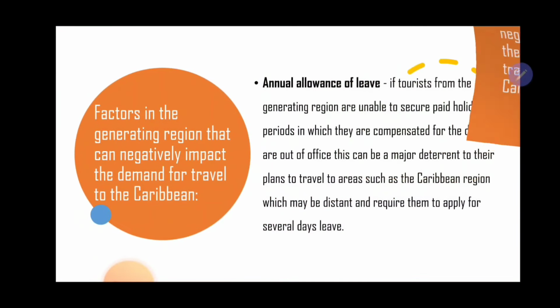Next factor, annual allowance for leave. If tourists from the generating region are unable to secure paid holiday periods in which they are compensated for the days they are out of office, this can be a major deterrent to their plans to travel to areas such as the Caribbean region, which may be distant and require them to apply for several days of leave.